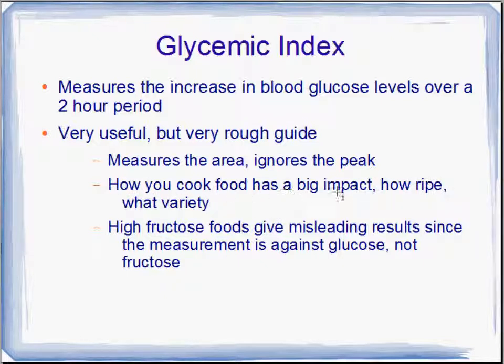But how you cook food also has a big impact. So the glycemic index can help highlight how important it is to cook food less or more or differently. But it also adds more variance that just makes it a bit harder to find patterns that are directly applicable. But the biggest problem with the glycemic index is that it measures only glucose and it ignores fructose.